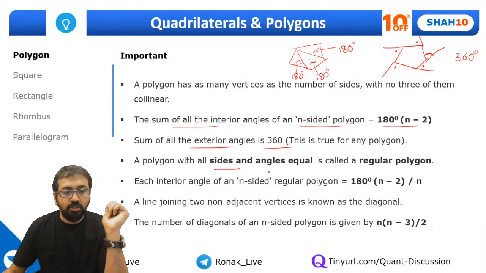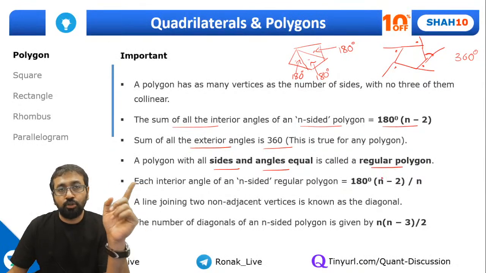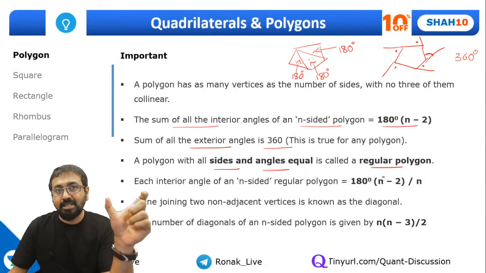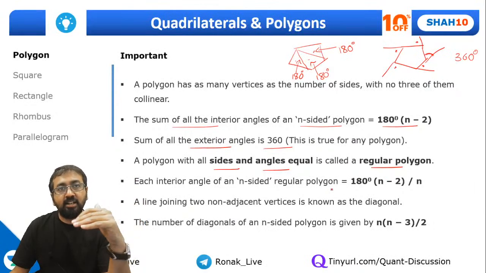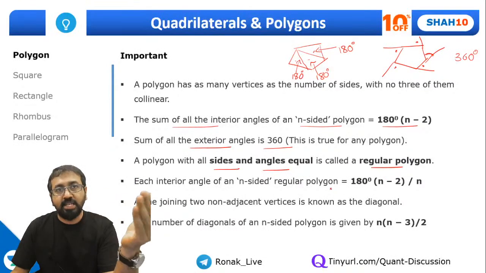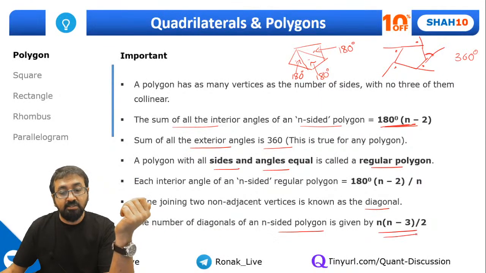A polygon with all sides and all angles equal is called a regular polygon. Please remember, a rhombus is not a regular polygon, though all sides are the same, because all angles are not the same. So it's not a regular figure. But a square, an equilateral triangle, and a regular hexagon are regular figures. Each interior angle of an n-sided regular polygon is of course the sum of all angles divided by n, and so on. A line joining two non-adjacent vertices is called a diagonal, and the number of diagonals of an n-sided polygon can be given by this formula.